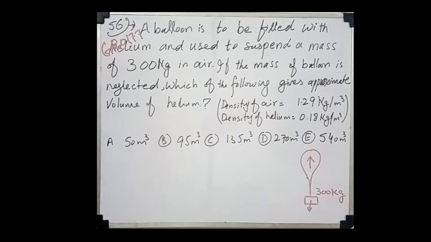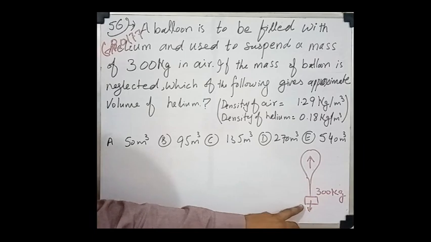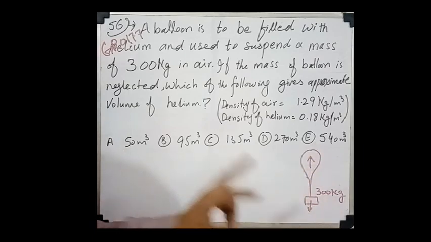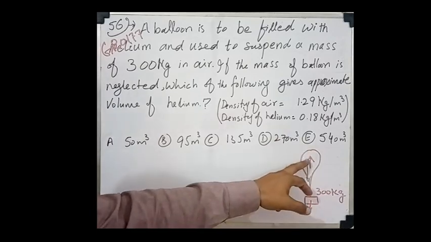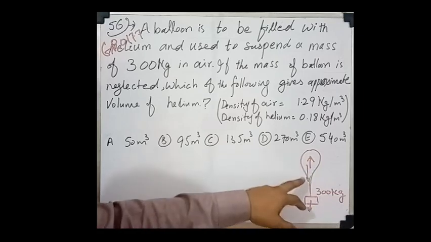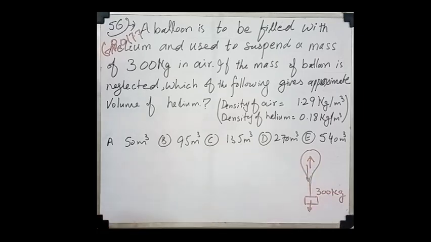So there are three things in this problem. One is the mass of 300 kg we have to suspend, and the second is helium. There are two types of forces acting on helium. One is its weight downward, and the second is the upthrust force in air due to the buoyant force. The buoyant force acts on the helium upward. The weight of the helium itself acts downward, and so does the weight of the block of 300 kg. So we have to find the required volume to suspend this mass.